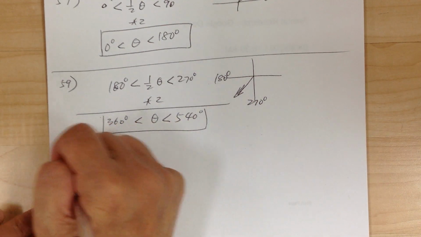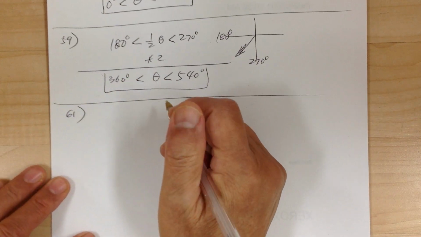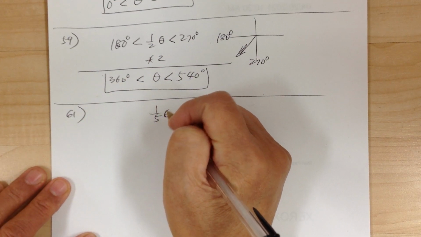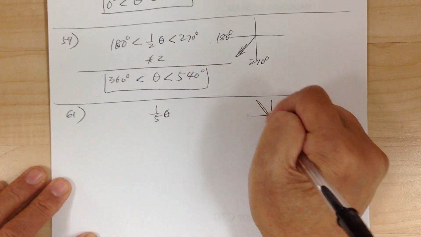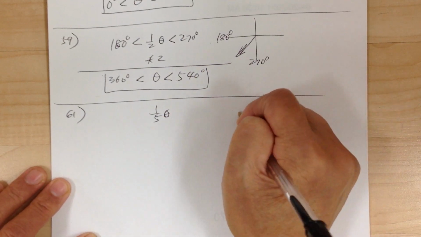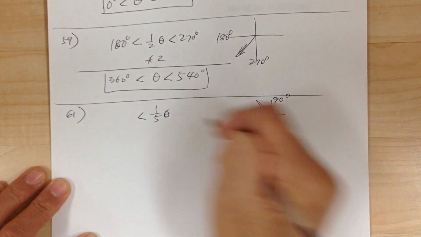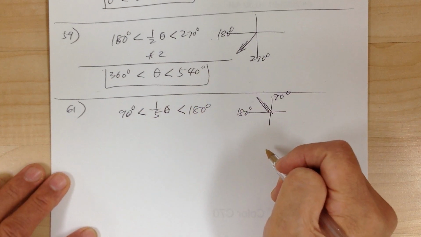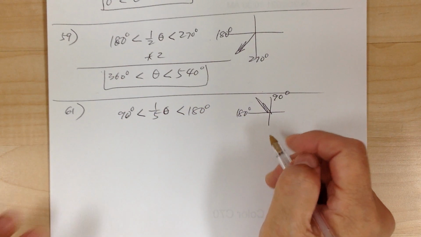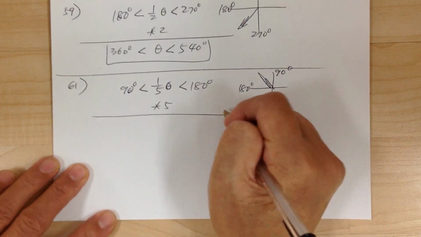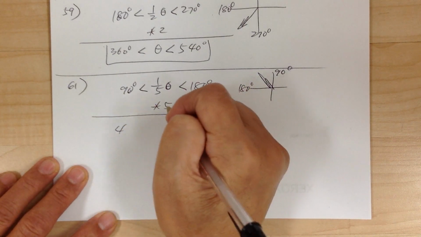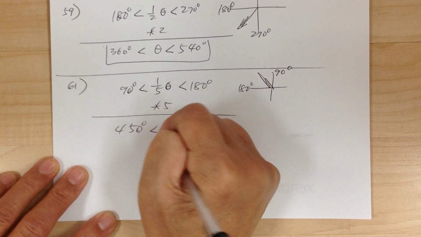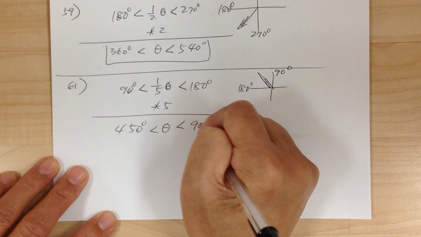Okay, number 61. So 1/5 as large, so 1/5 the angle would be in the second quadrant. The second quadrant is over here, so that's 90, and this is 180. So it has to be greater than 90 degrees and less than 180 degrees. So all you have to do is multiply by 5. So you get 450 degrees is less than theta, less than 900 degrees.